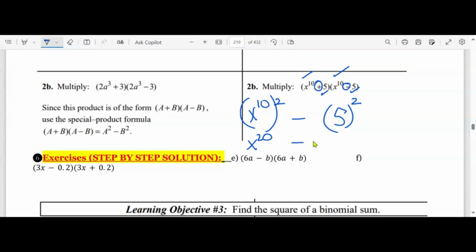And 5 to the power of 2, how much? 10. Okay, times 5. Okay. Easy as easy? So that's the answer. Easy?